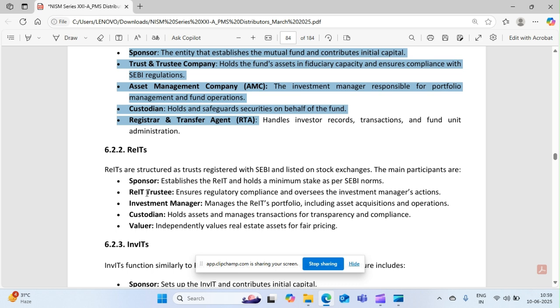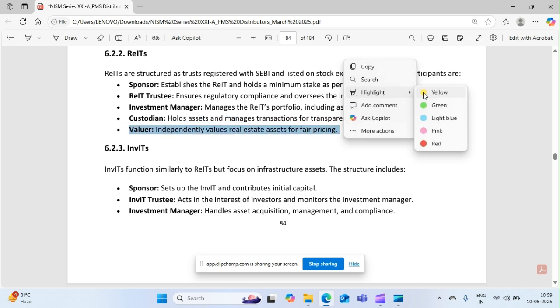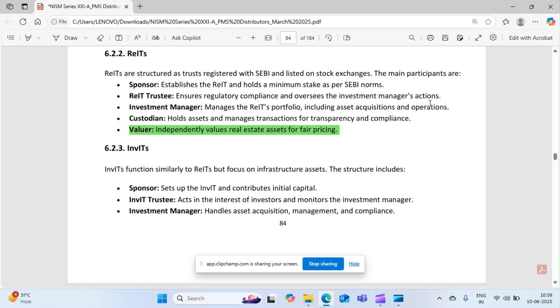They also have a sponsor. They have a trust, REIT trust, investment manager, custodian, and valuer. A valuer is needed because unlike equity, where you get the value from the stock market, in the case of REIT it's not possible to get that value fairly. Of course, there is a market price which is available, but that may not be reliable because it comes from very different sources, right?